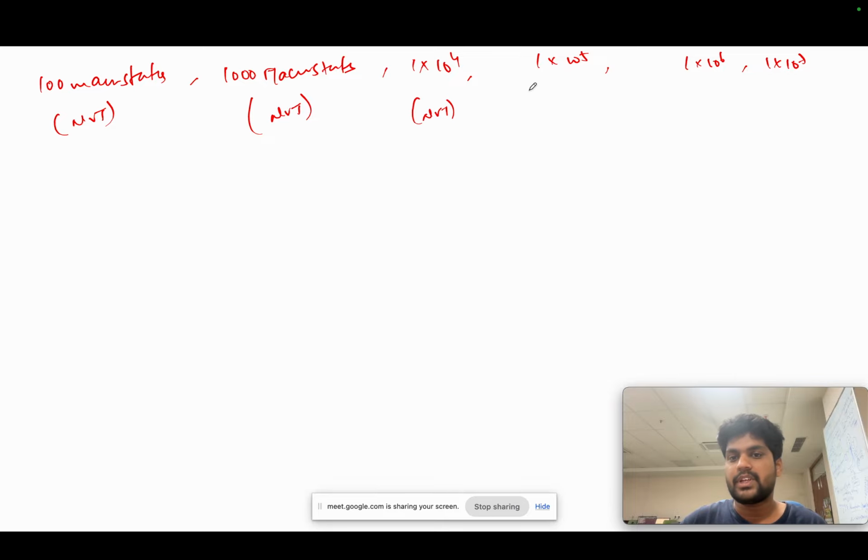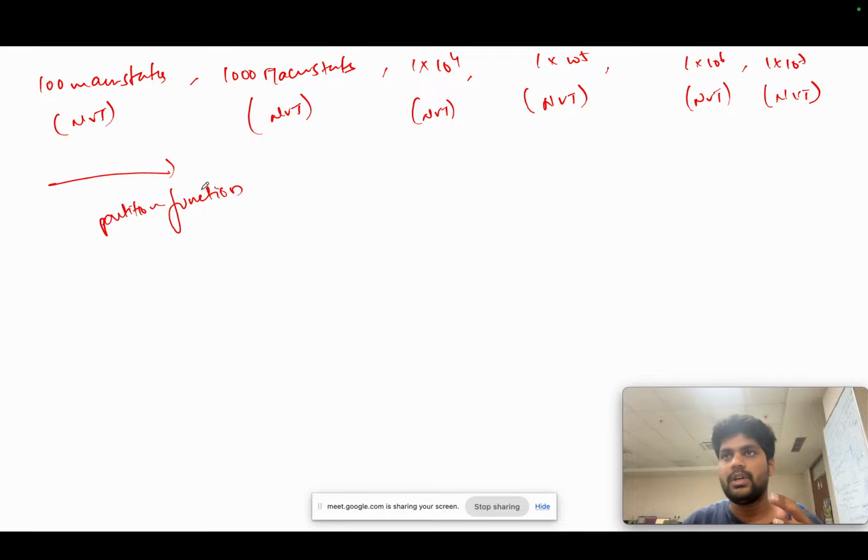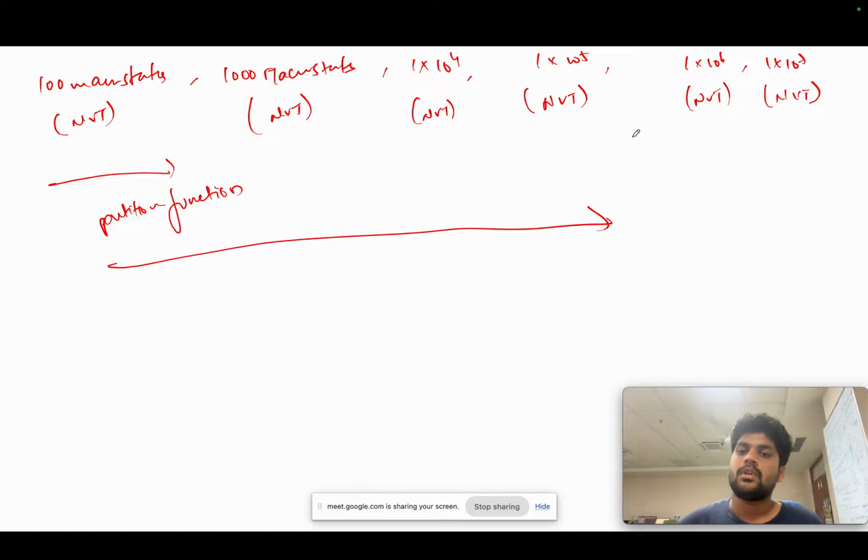So what will be the difference? The partition functions you are going to calculate, or the thermodynamic properties, will be much more in line with the theoretical if you increase the number of macrostates. I mean, if you have more macrostates.